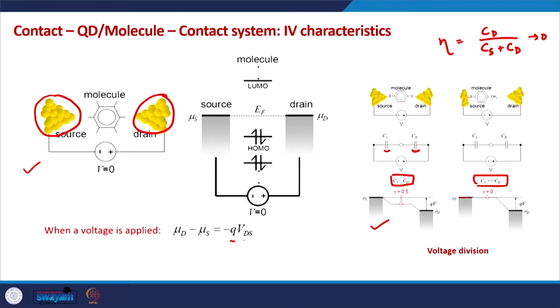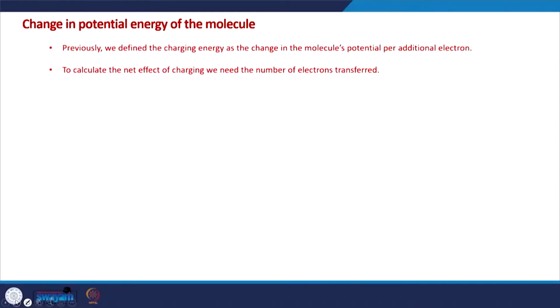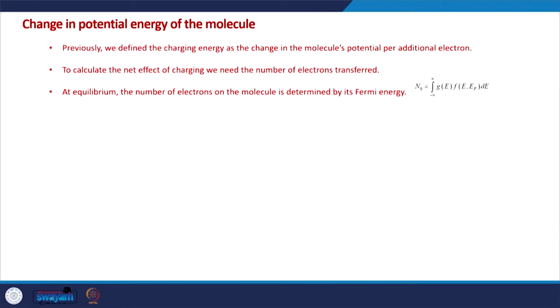The second thing that we need to understand is that when there is an applied voltage, when a drain voltage is applied, it means that the equilibrium is disturbed. So in this case there might be an electron transferred through this device, which will change the number of electrons in the molecule, which will change the potential energy of the system as well. This change we need to understand, because the density of states depends on the potential energy of the system.